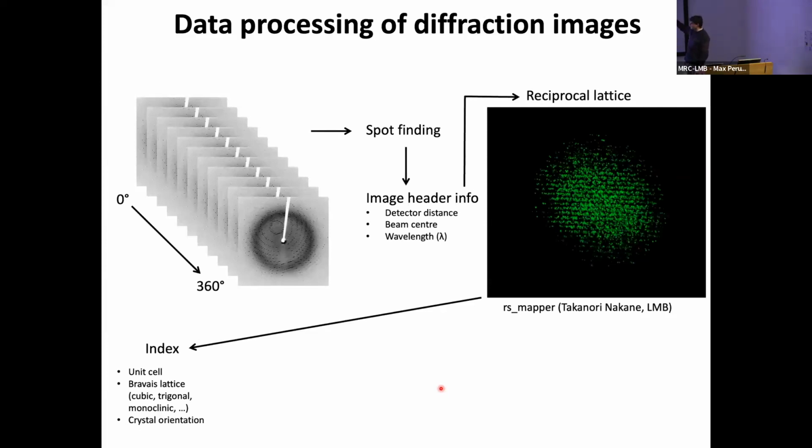And now you can put the Miller indices on each spot. You can say this is the 111, this is the 121. So now we've got the HKLs, okay? We've got our Miller indices now. Now what we need next is the amplitude.